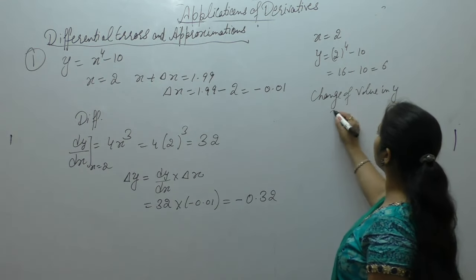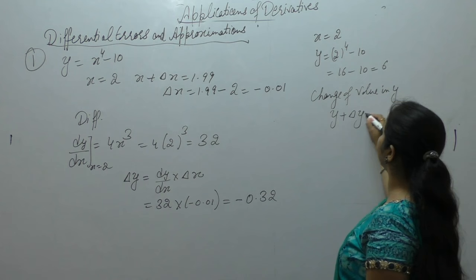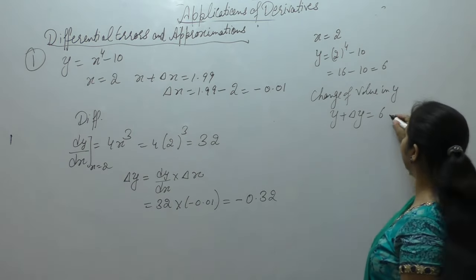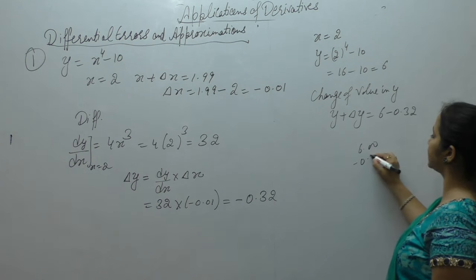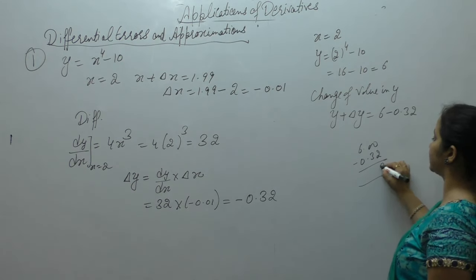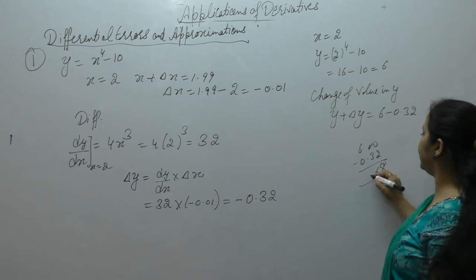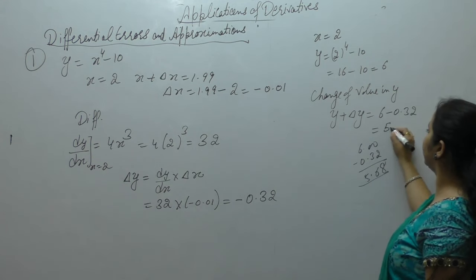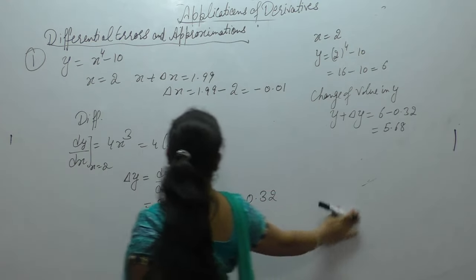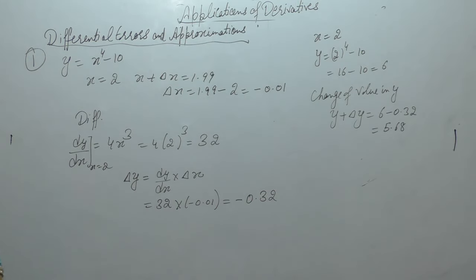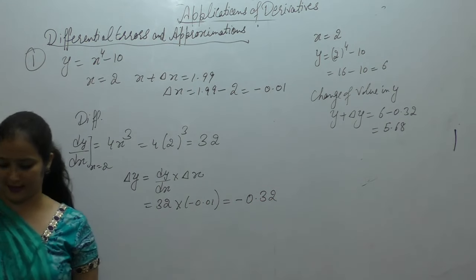What change happened in y? Y plus delta y. Y is 6 and delta y is minus 0.32. 6 minus 0.32. 10 minus 2, 8. 9 minus 3, 6. So we get 5.68. Clear? So change value of y is 5.68.